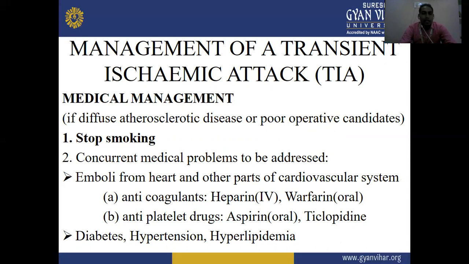Emboli from the heart and other parts of the cardiovascular system are treated with anticoagulant drugs like heparin, IV use, and warfarin, used orally. The second one is antiplatelet drugs like aspirin orally and ticlopidine. Diabetes, hypertension, and hyperlipidemia drugs also manage the transient ischemic attack.